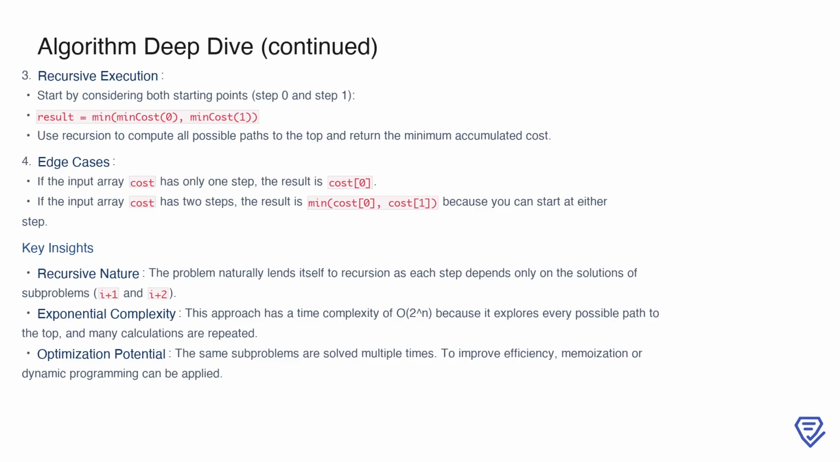Similarly, if there are two steps, the result is the minimum of the costs of those two steps, since you can start on either one. The recursive nature of this problem is straightforward, as each step depends only on the solutions of its subproblems, namely, the costs of the next one or two steps. However, this approach has exponential time complexity, 2 to the power of n, because it recalculates the same subproblems repeatedly. This inefficiency highlights the potential for optimization using techniques like memoization or dynamic programming.